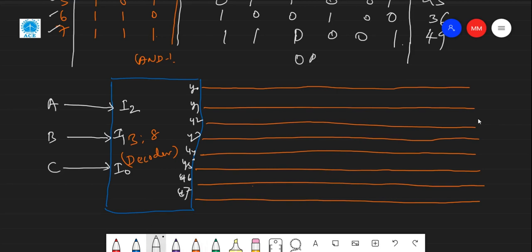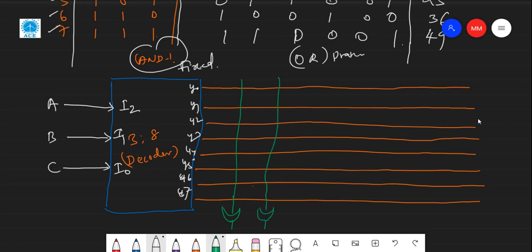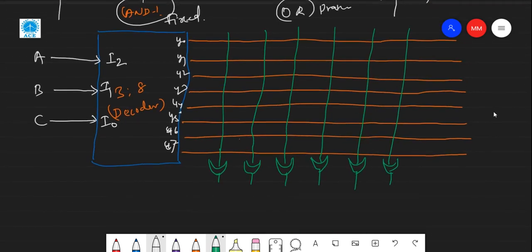What is OR logic? This is OR here. So anyway, this is fixed in the decoder, and this is programmable in the PROM. Okay, as we know, right? Now let us develop the OR gates here. How many outputs do we have here? 6. So 6 OR gates you need to write here. 1, 2, 3, 4, 5, and 6. Okay. So what are the outputs here? X0, X1, X2, X3, X4, and X5.